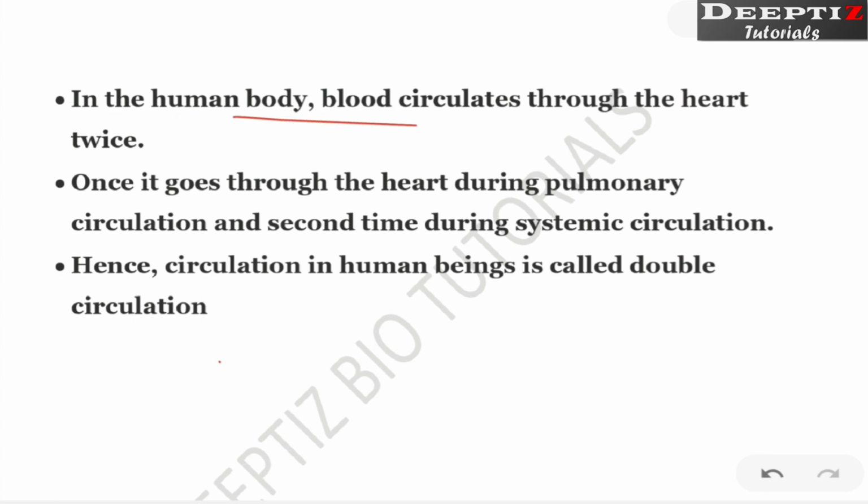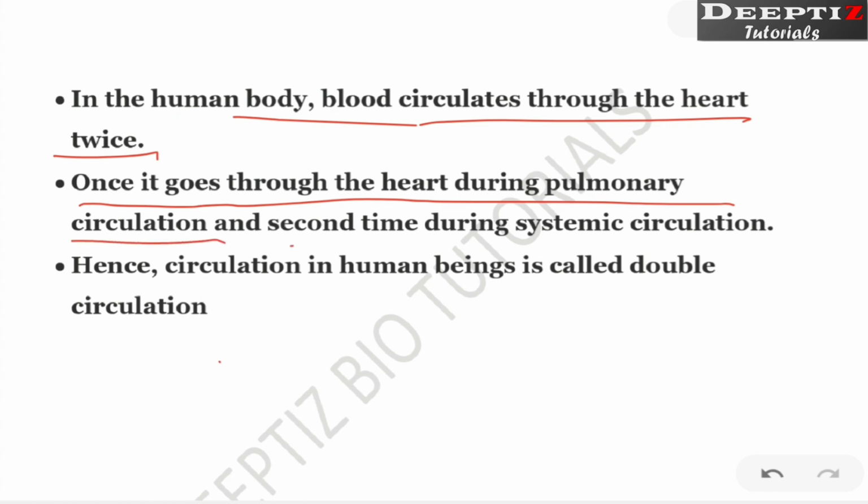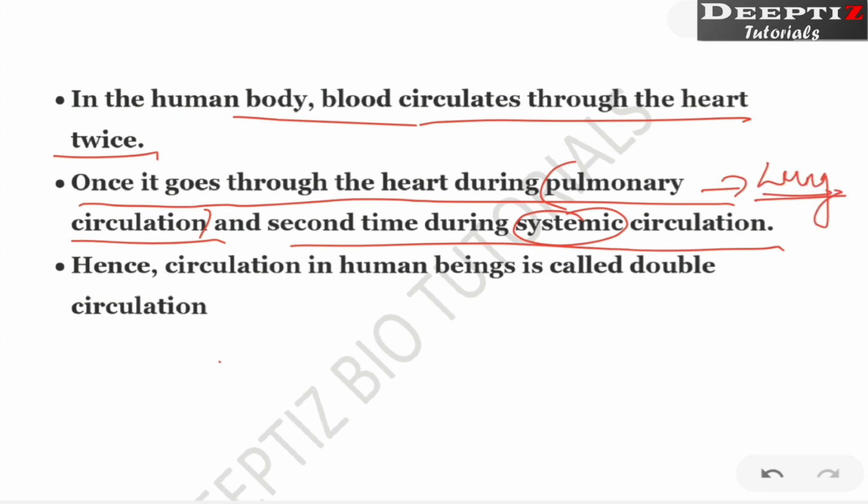In the human body, blood circulates through the heart twice. We know that. Once it goes through the heart during pulmonary circulation and the second time during the systemic circulation. So new terms are coming. One is pulmonary circulation, another one is systemic circulation. Pulmonary, as we have already discussed, is the circulation which is related to the lungs. What about systemic circulation? It is a circulation which is related to and from the body parts.